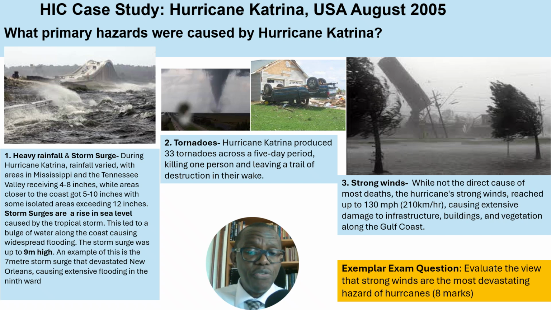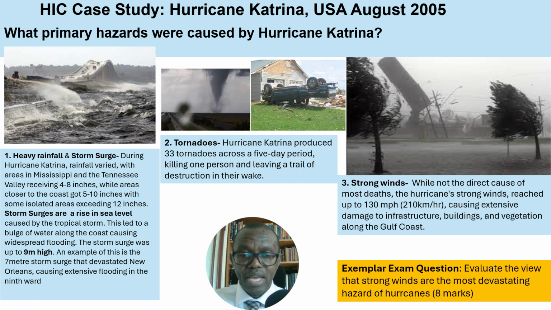If you think about the speed limit on the motorway, it's only 70 miles an hour. So this is almost twice the speed limit on the motorway. These are winds that are moving very, very fast. They caused extensive damage to infrastructure, buildings, and vegetation along the Gulf Coast.